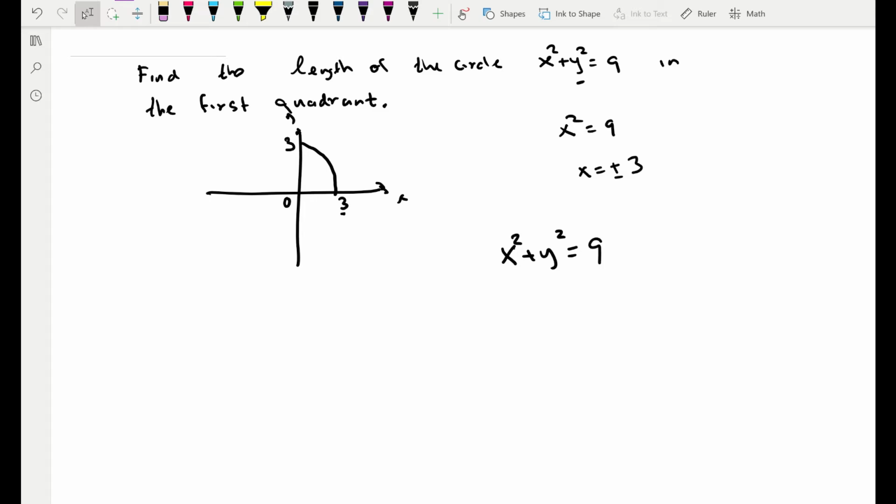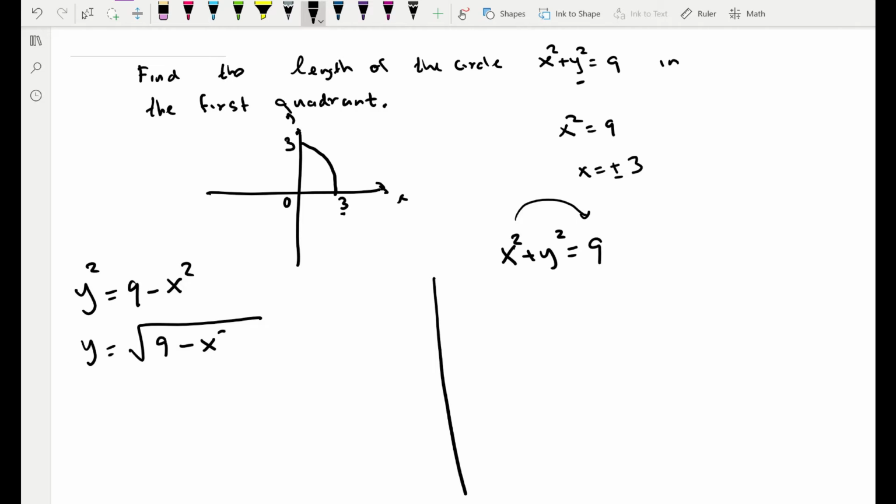So if you want to set up the integral in terms of x, you need to make y the subject. So I'm going to do that here. I'm going to kick x squared to the right. So y squared is 9 minus x squared. So y is the square root of 9 minus x squared. We don't need to worry about plus or minus square root because we are working with the positive y values. If you want to set up the integral in terms of y, x should be the subject. So x squared equals 9 minus y squared. So x is equal to the square root of 9 minus y squared.